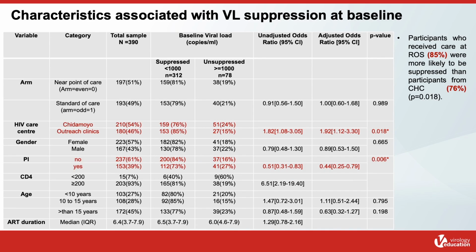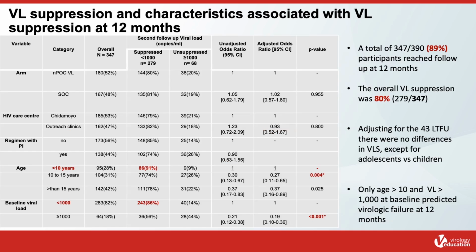Characteristics associated with viral suppression at baseline. We noted that participants who received care at the rural outreach sites were more likely to be suppressed than participants from the clinic. Similarly, participants on an NNRTI-based regimen were also more likely to suppress compared to those on a PI.